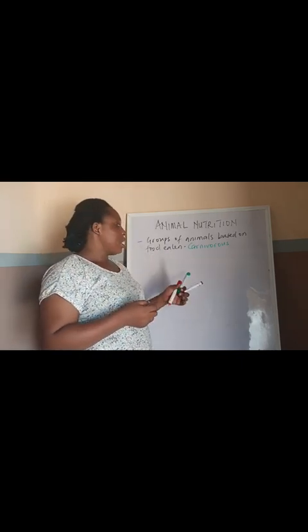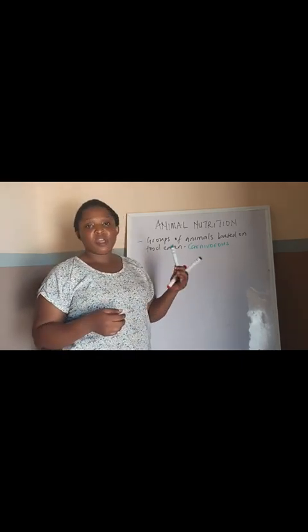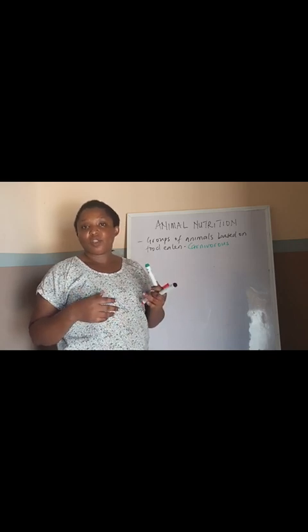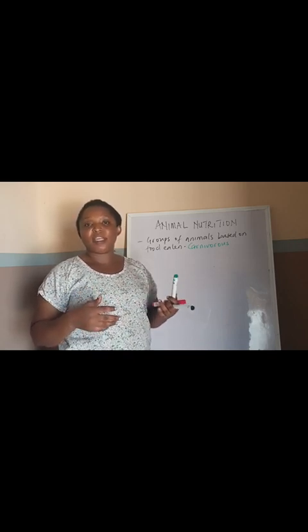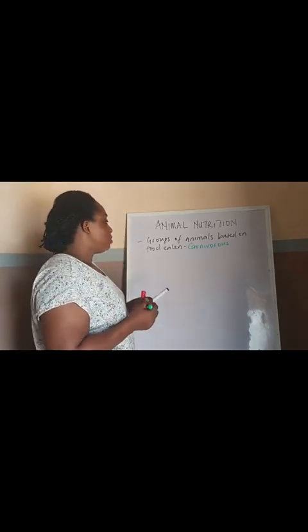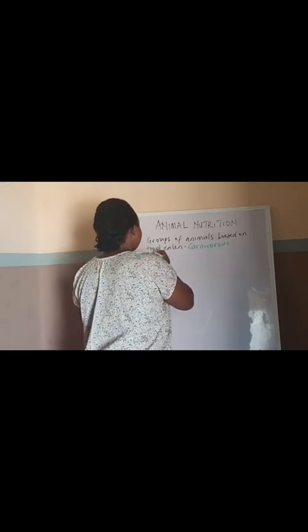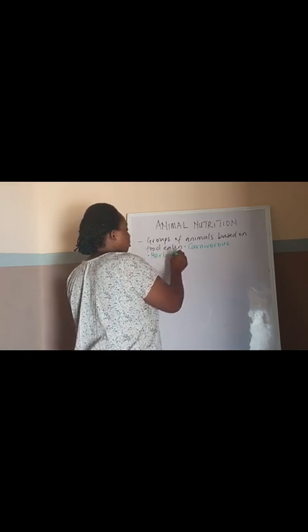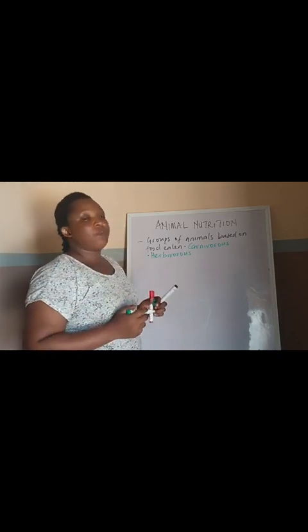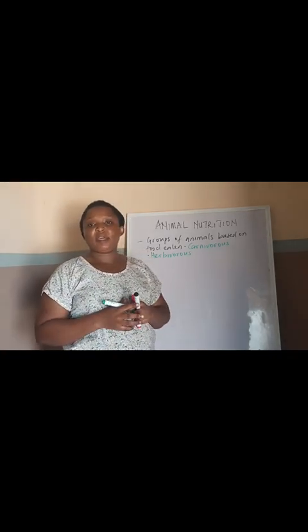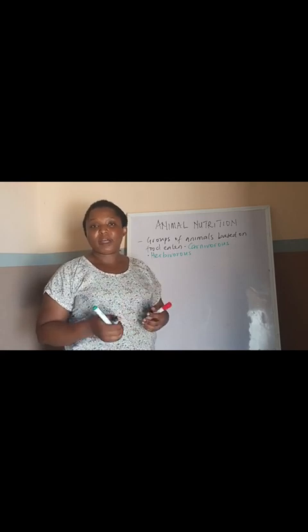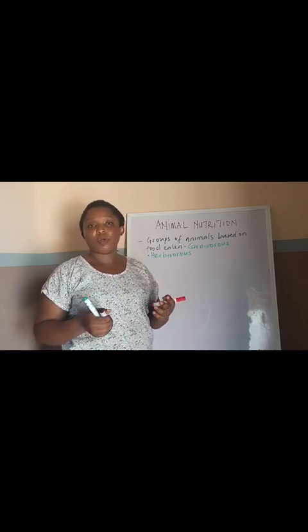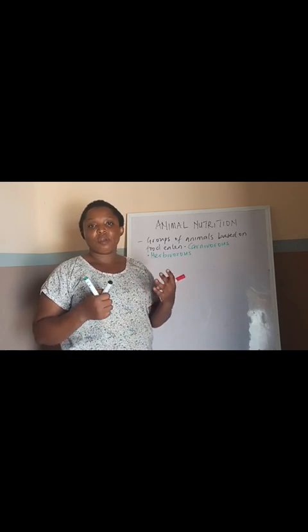Examples of animals in this group include lion, hyena, leopard, tiger, dog. All these animals eat flesh. The next group, which we call herbivorous, are animals that eat plants, like goats, sheep, cattle. They are a group of animals that feed on plants.